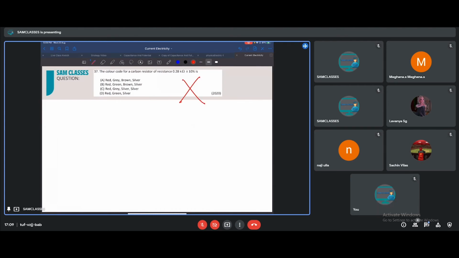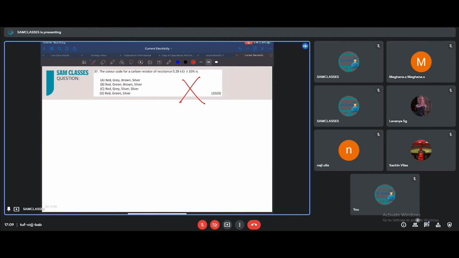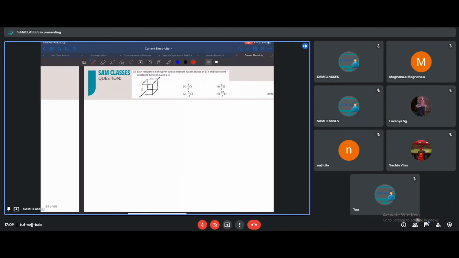This again, we can cut it off. If you want, you can do it. It's not a big issue. So silver, we already know 10%. And for this, we can solve it. But as of now, since there's no time, we'll leave it.